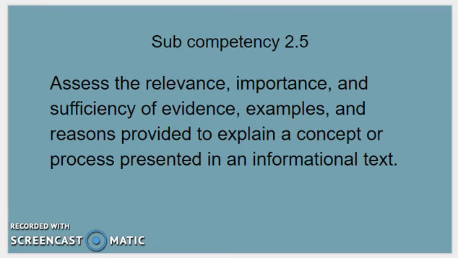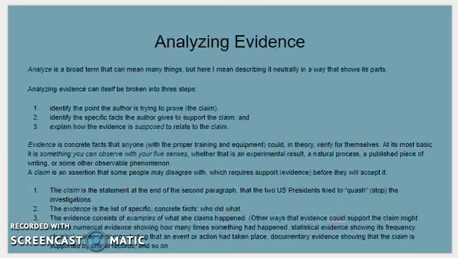Subcompetency 2.5. Assess the relevance, importance, and sufficiency of evidence, examples, and reasons provided to explain a concept or process presented in an informational text. So, analyzing evidence.